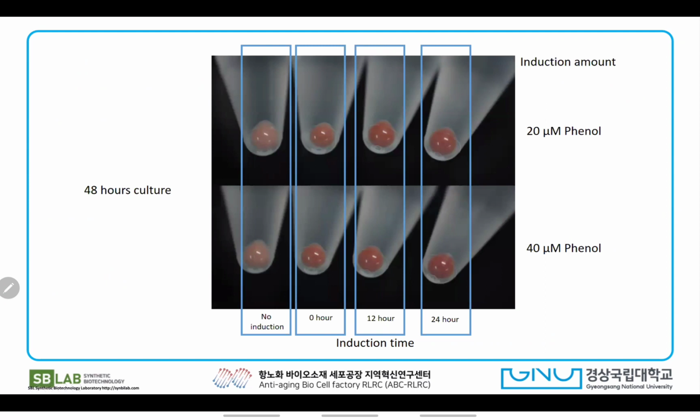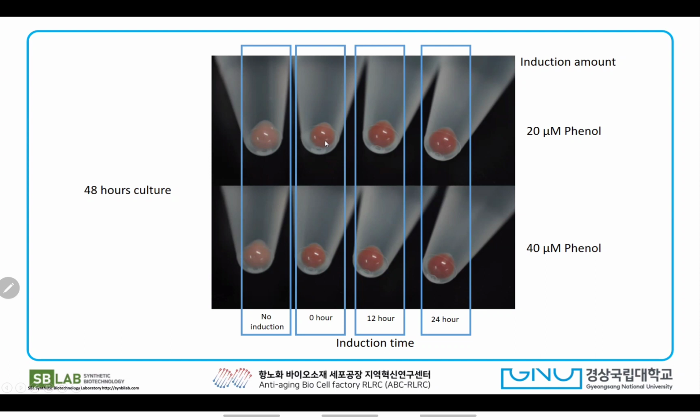So when it comes to the carotenoid production, we harvested the cells after 48 hours of culture. This is the pellet for the cells, 1 ml of cells after pelleting, sampled after 48 hours. So in the no induction case, when no phenol was added, the phenol inducible promoter still shows a very slight leaky expression. So the cells which are supposed to be white gain a little bit of color.